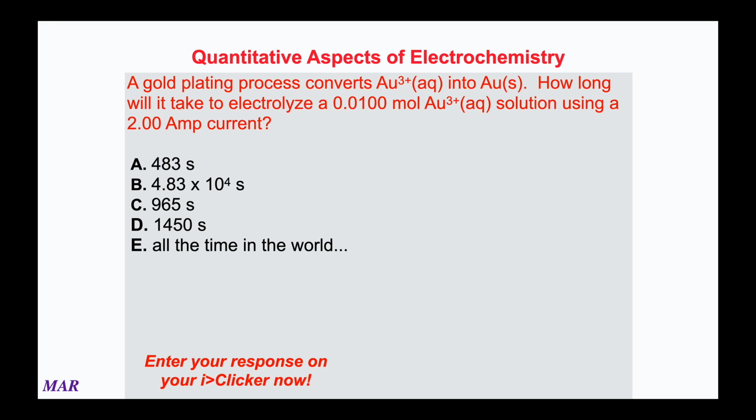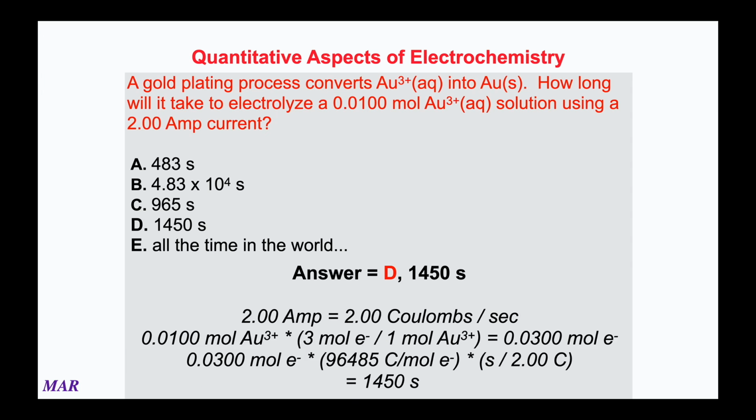And from there you can use Faraday to find coulombs, and then coulombs per second is what amps is, so you can find seconds and convert if necessary. So here's the math: 2.0 amps, 2.00 coulombs. Because it's gold 3+, you need 3 moles of electrons per mole of gold. That gold 3, of course, is the same 3 as right there. And then once you have moles of electrons, multiply it by the Faraday, divide by the amps, or 1 second per 2.00 coulombs, 1,450 seconds. No big deal.